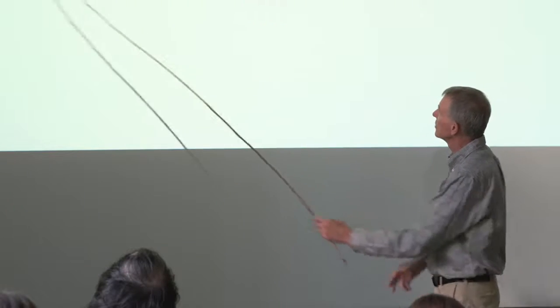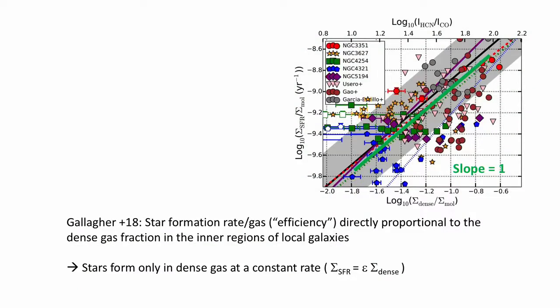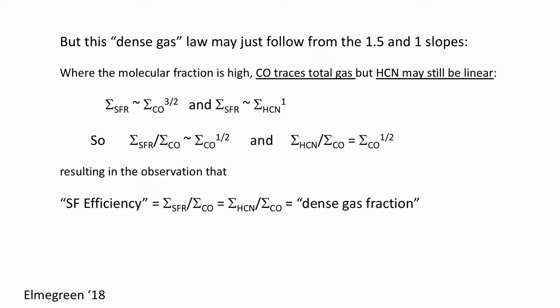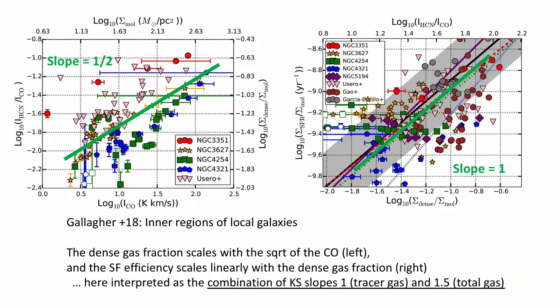algebra where CO is on a steeper law than HCN. So the ratio, star formation rate per unit molecules, goes in the same way as the dense gas fraction per unit molecule. And so you get the impression that the star formation efficiency rate per unit molecule is going directly with the dense gas fraction, but that's not the same as saying timescales go away.